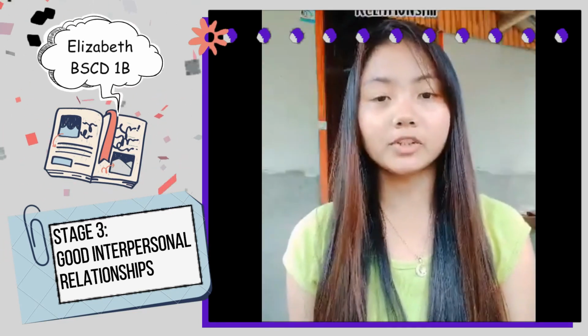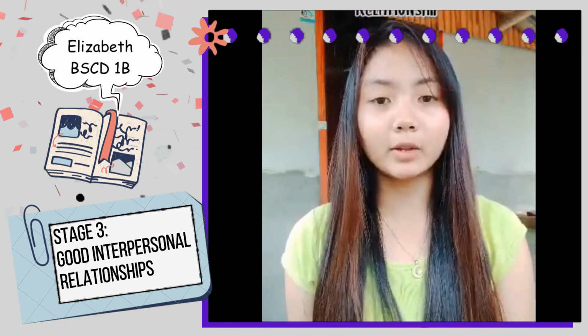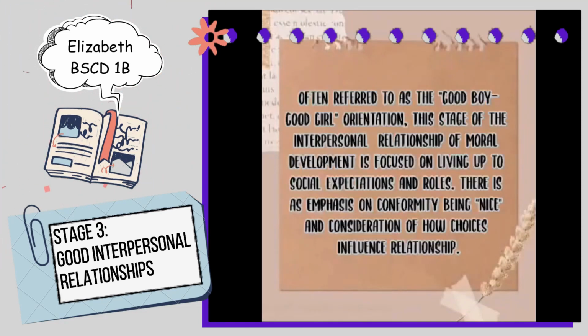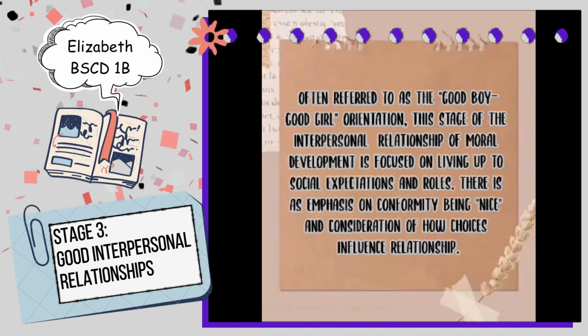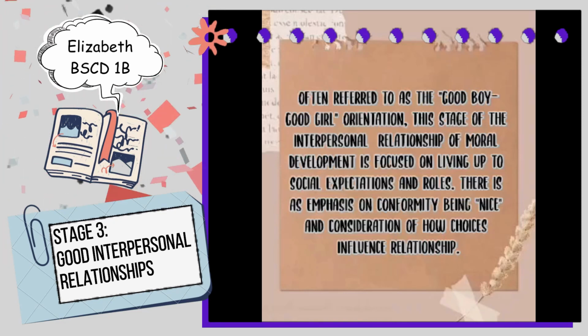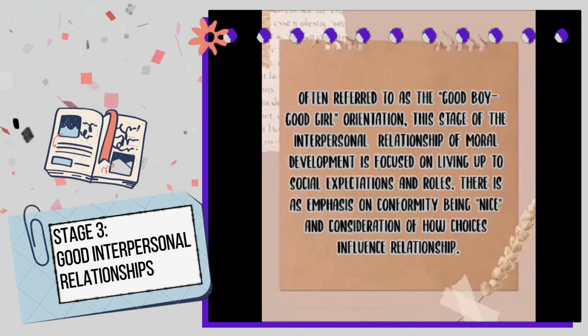Stage 3 of Kohlberg's theory of moral development is developing good interpersonal relationships. Often referred to as the good boy, good girl orientation, this stage of moral development is focused on living up to social expectations and roles. There is an emphasis on conformity, being nice, and consideration of how choices influence relationships.